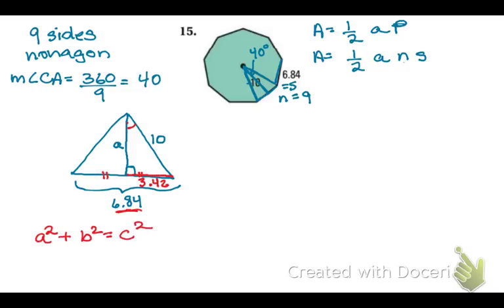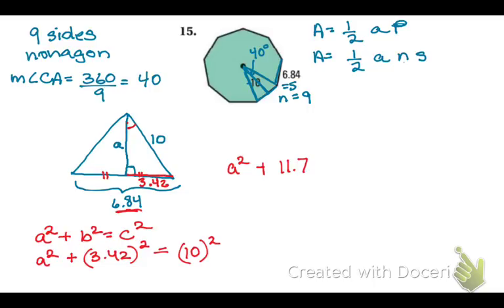We don't know what a squared is. We do know what b is, it's 3.42 squared. We do know what c is. c is 10. So we end up with a squared plus 3.42 squared, which is 11.7, is equal to 10 squared, which is 100.